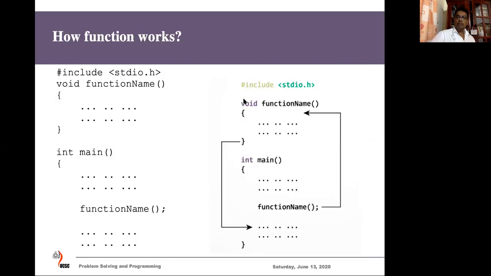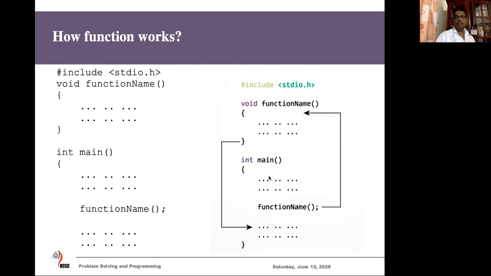So let's see how functions work. In this example, you see there is a program with a function called void function name, and then we have the main function here. The program execution starts from the main function, so it will execute the main program. Somewhere here, you see it calls the function which is defined on top.